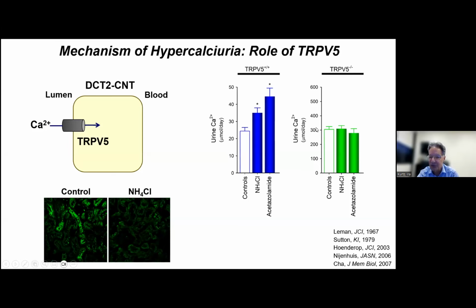So the metabolic acidosis causing hypercalciuria requires the presence of a normal TRPV5 channel in the DCT, connecting tubule area of the nephron. So this is a very interesting and important experiment.